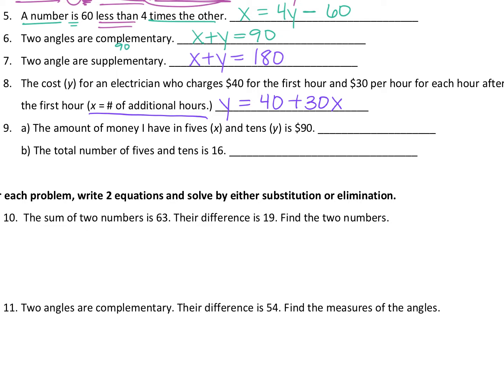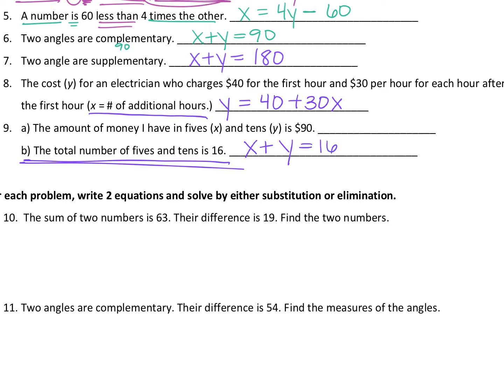Okay, number 9. The amount of money I have in 5s, which we're going to call our x's, and 10s, which is our y, is $90. How would you write that? Okay, so here's the deal. The total number of 5s and 10s, that's going to be x plus y. X plus y. 5s plus 10s is 16 bills.